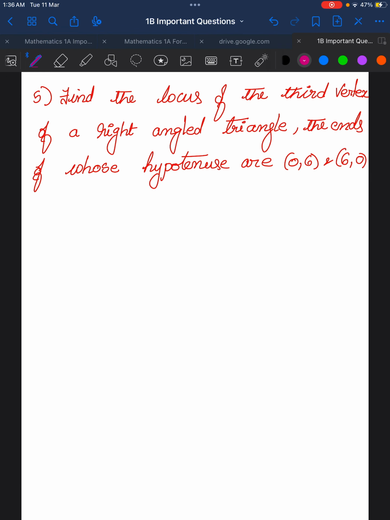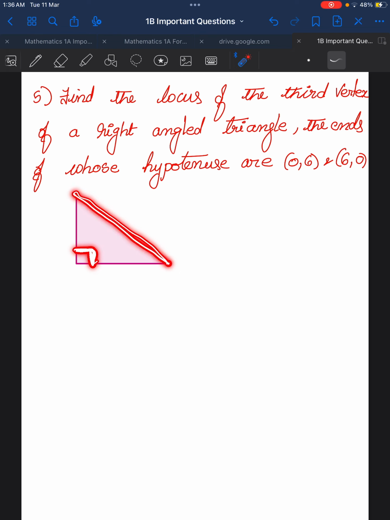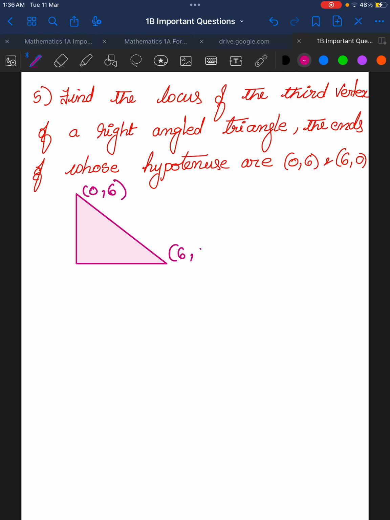What is that? Find the equation of locus of third vertex of a right angle triangle. What is given? Third vertex of a right angle triangle. So you need to take a right angle triangle. Okay, here you need to find locus of third vertex of right angle triangle. The ends of whose hypotenuse? What is hypotenuse? This is hypotenuse. The side opposite to right angle is hypotenuse. Ends of hypotenuse are 0, 6, 6, 0. So third vertex, this is P you need to find.